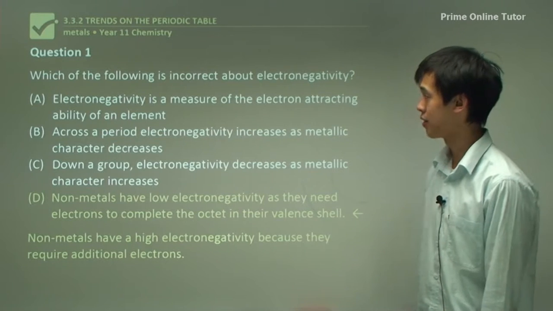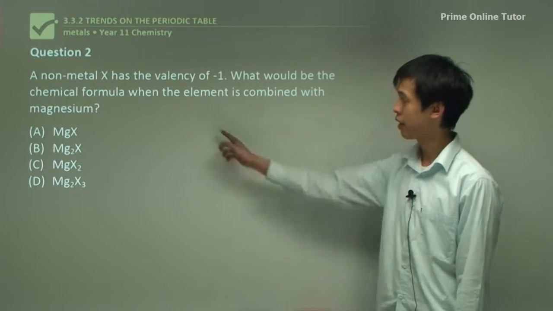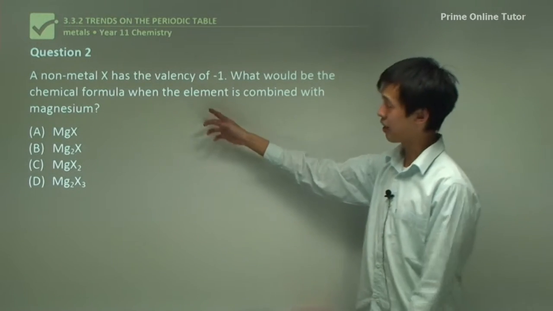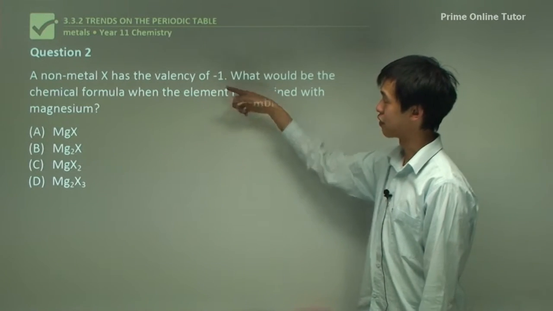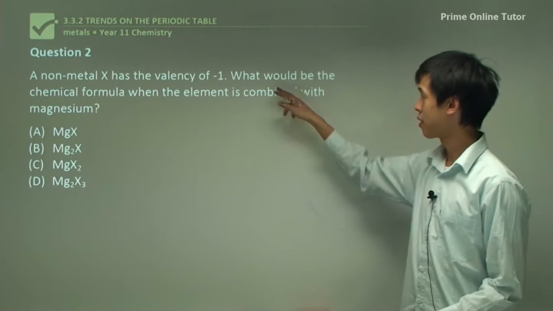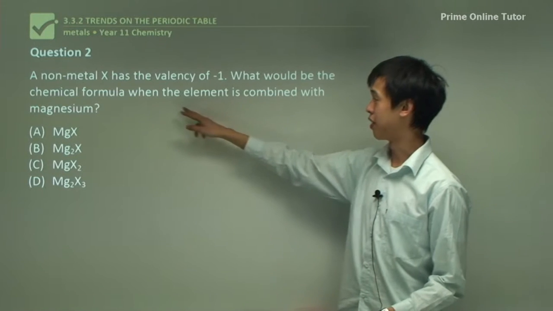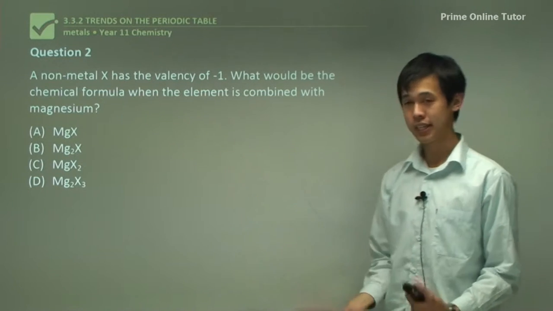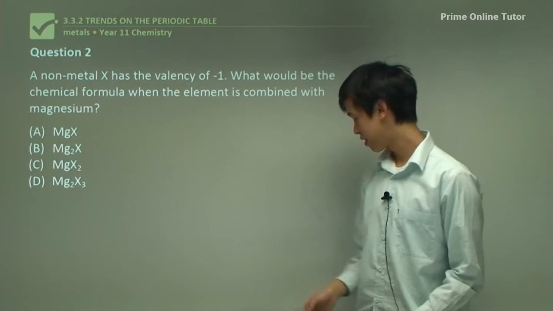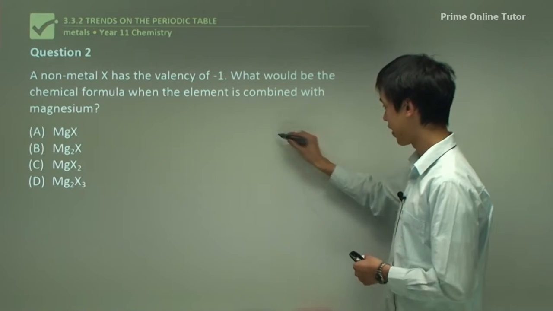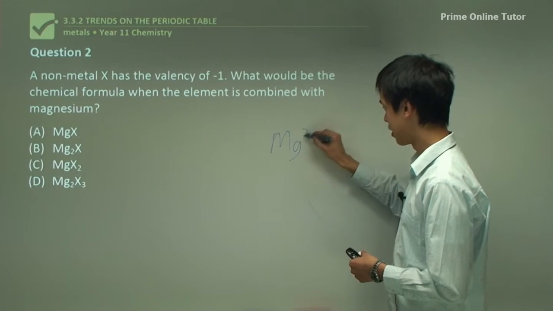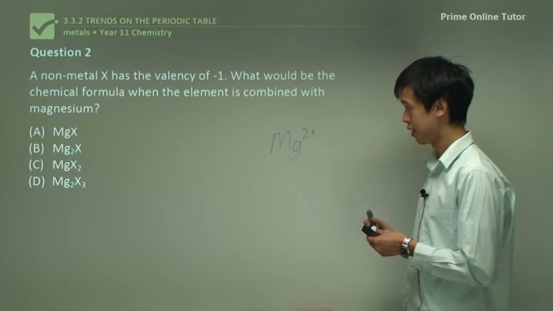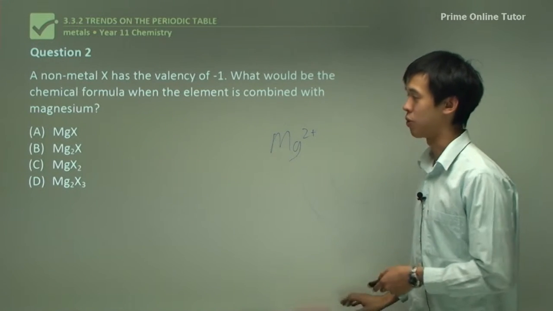Okay, so moving on to question 2. If we have some mysterious nonmetal X and it has a valency of -1, what would be the chemical formula when this element is combined with magnesium? So what is the valency of magnesium? The valency of magnesium is 2+, so that should immediately tell you which one it is.